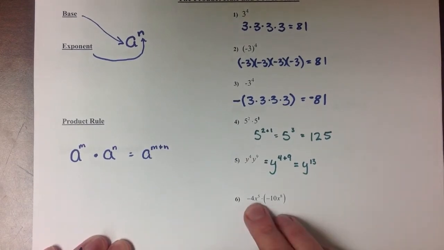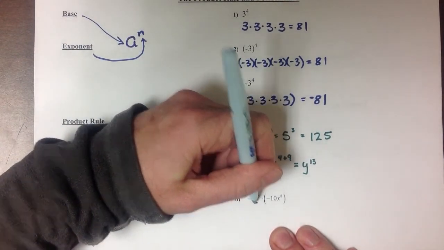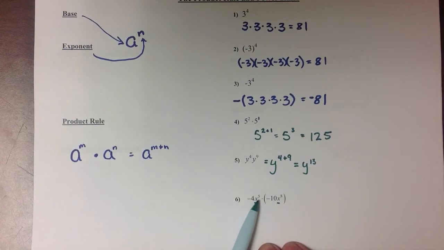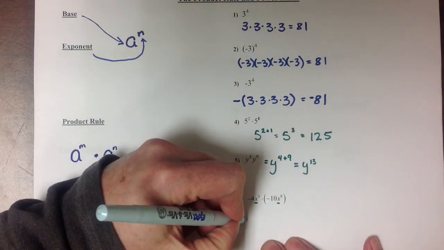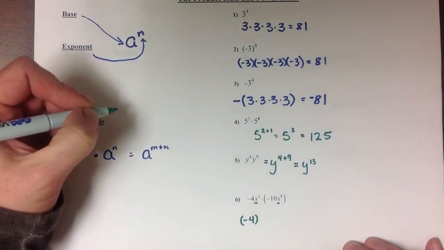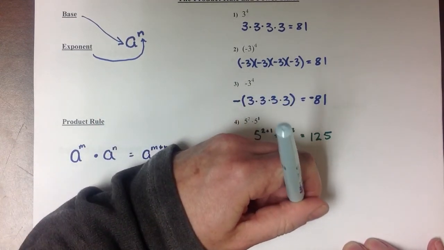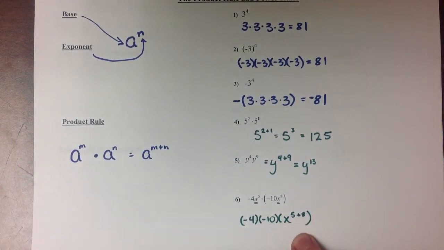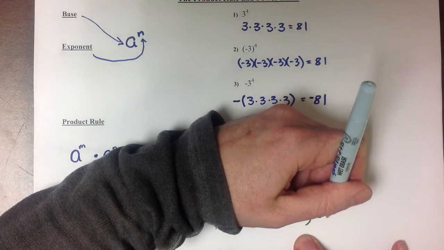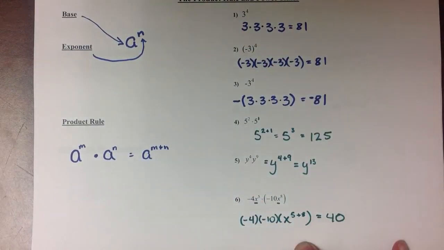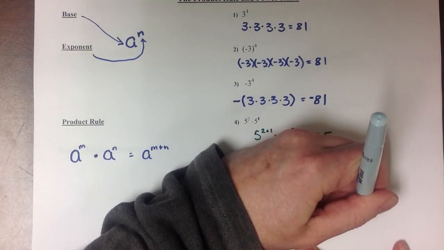In this last example, our base is just the x, because if you remember order of operations, exponents happen before multiplication. So it's only the x that is getting raised to the fifth power, not the negative 4. And the same is true here. Only the x is getting raised to the eighth power, not the negative 10. So when we go to multiply all of this together, we can look at it as negative 4 times negative 10 times x to the 5 plus 8. So a negative 4 times negative 10 is going to give us a total of 40. And x to the 5 plus 8 leaves us with x to the 13th.